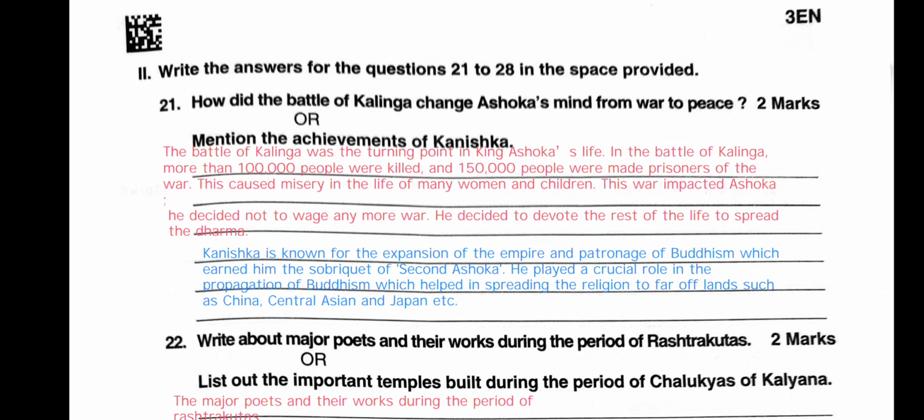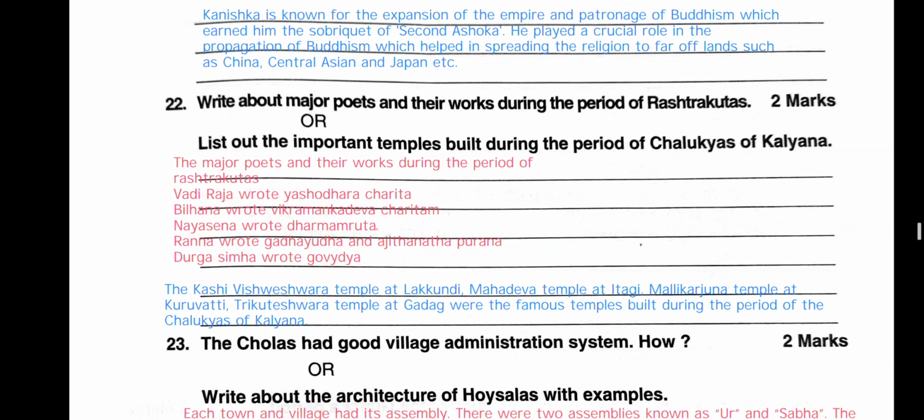Mention the achievements of Kanishka. Kanishka is known for the expansion of the empire and patronage of Buddhism, which earned him a sobriquet of Second Ashoka. He played a crucial role in the propagation of Buddhism, which helped in spreading the religion to far-off lands such as China, Central Asia and Japan.